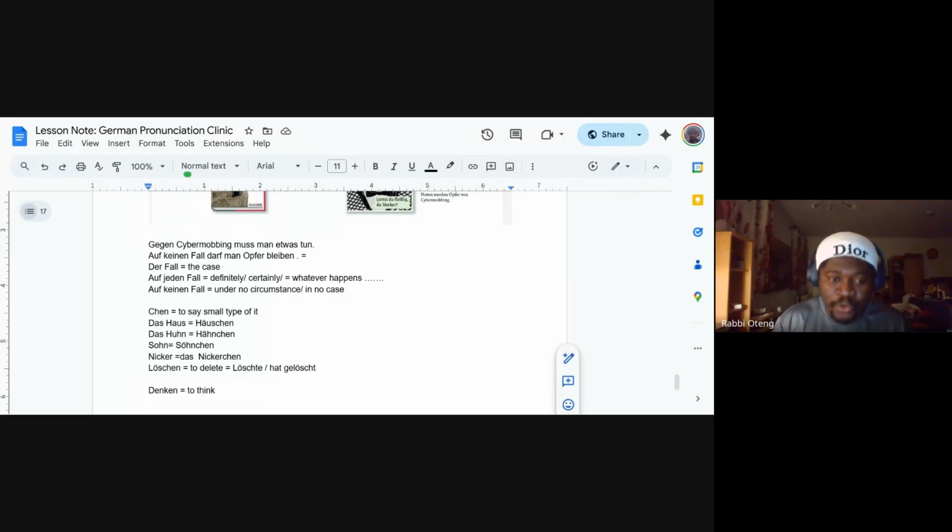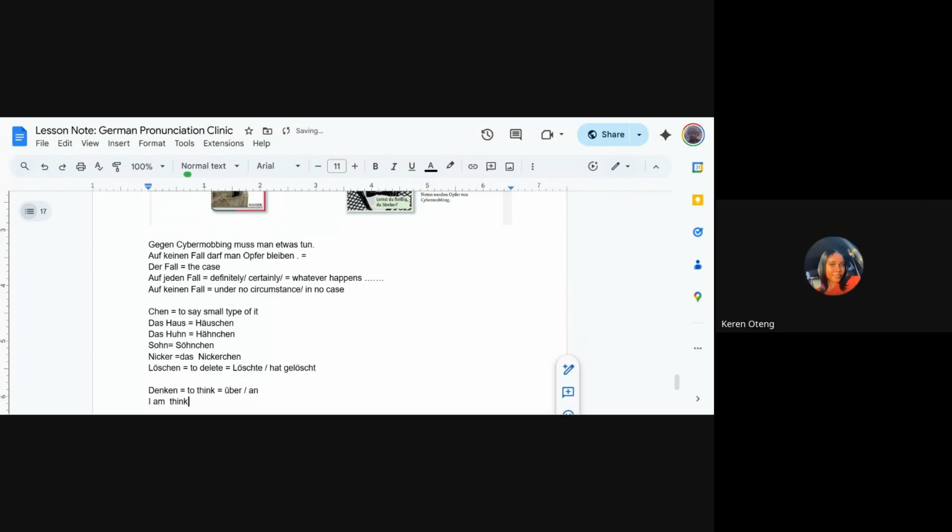So in German we use denken plus über, just like in English, or an, and they are both used with the accusative. Okay, you want to say I'm thinking of my father, will be what? I'm thinking of my father. Ich denke, ich denke über, an.